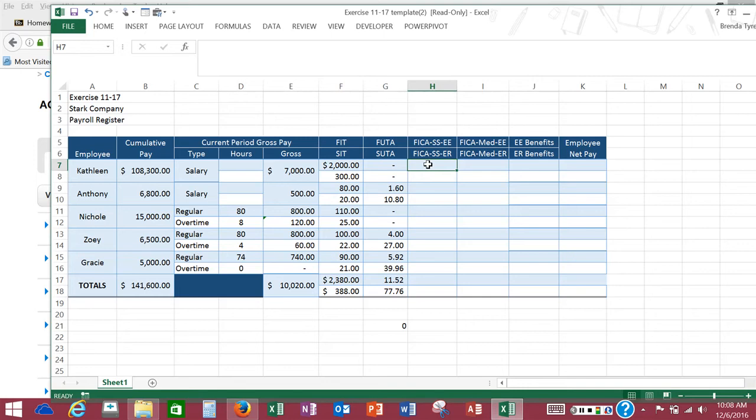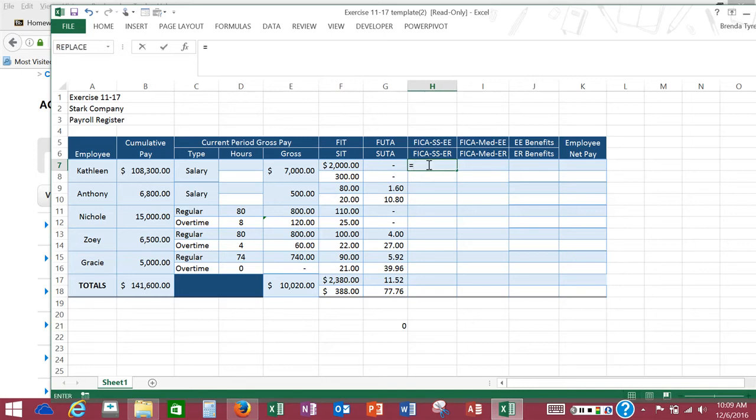Our wage cap is $110,100. So if we take $110,100 minus $108,300, we get $1,800. We're going to tax the smaller of that $1,800, or the gross pay of $7,000. So in this case, she's going to reach the cap, and we're only going to tax the $1,800.